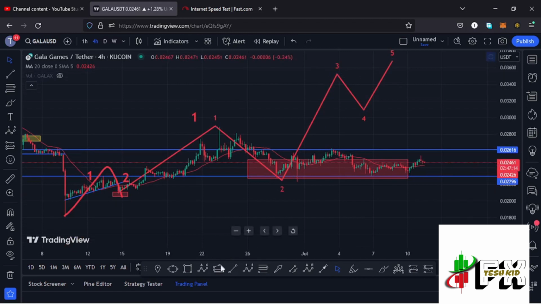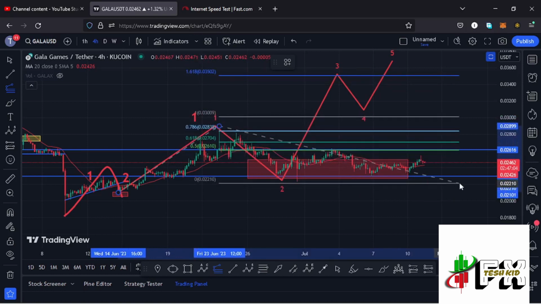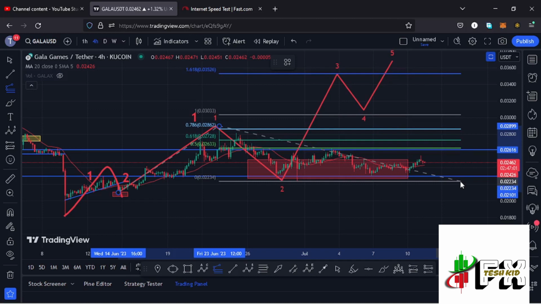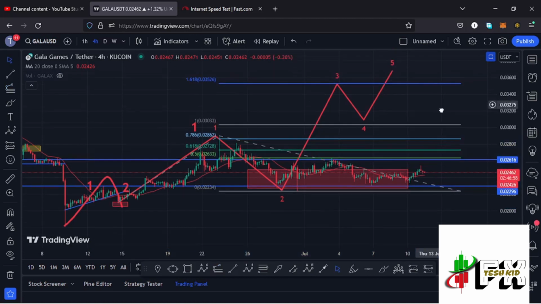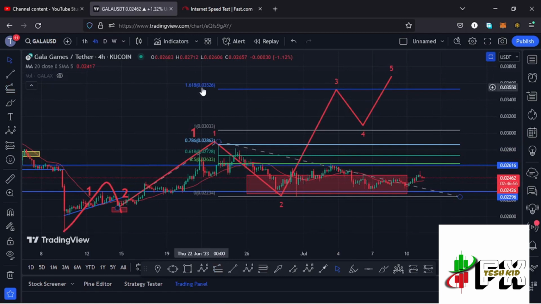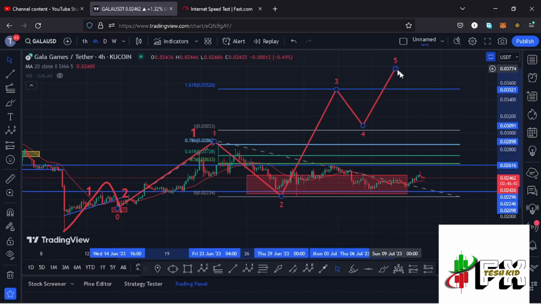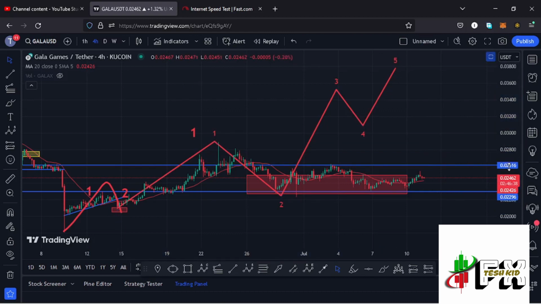And giving you minimum target areas for that wave 3 by connecting the trend-based Fibonacci from the low of the first wave to the high of that wave 1, then dragging the fibs to the low of the second wave, I get a minimum target area for the wave 3 at the fib level 1.618, and that is at around the $0.03526 mark. And that is the minimum that we can expect that wave 3 to the upper side to do before we can see a pullback in a wave 4, then continue gearing up in the formation of that wave 5. So those are the two possible scenarios that I'm expecting here on the Gala Games chart.